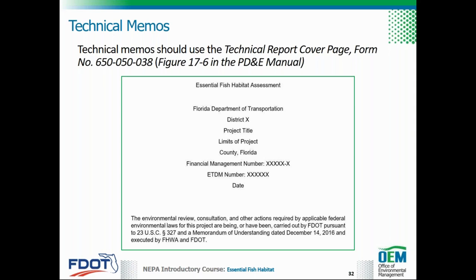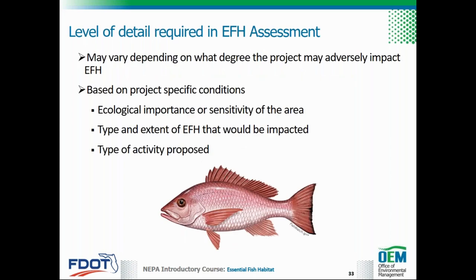Please note that for projects where the EFH assessment is included as a section of the NRE, the same cover page would be used for the cover of the NRE. The level of detail required in the EFH assessment may vary depending on the degree to which the project may adversely affect EFH. Consider project-specific conditions such as ecological importance or sensitivity of the area, the type and extent of EFH that would be impacted, and the type of activity proposed.